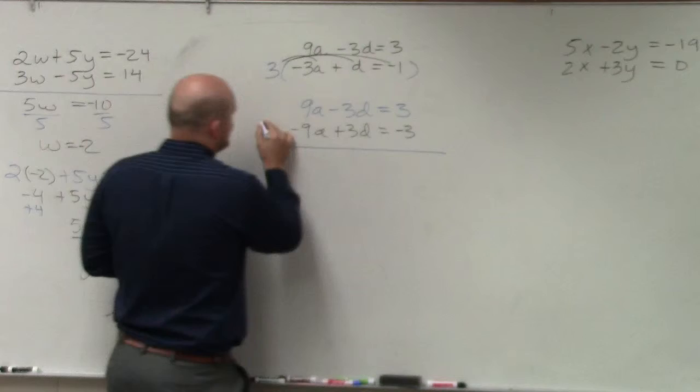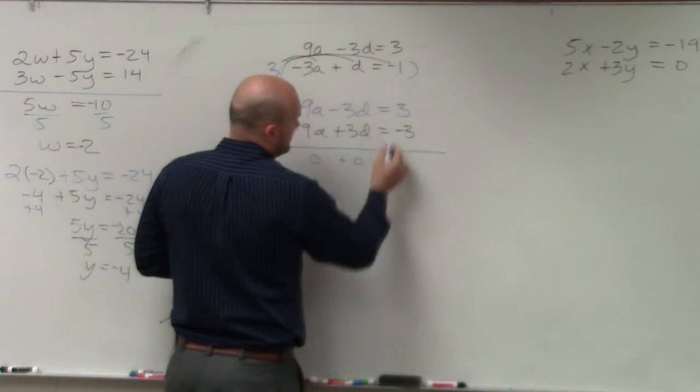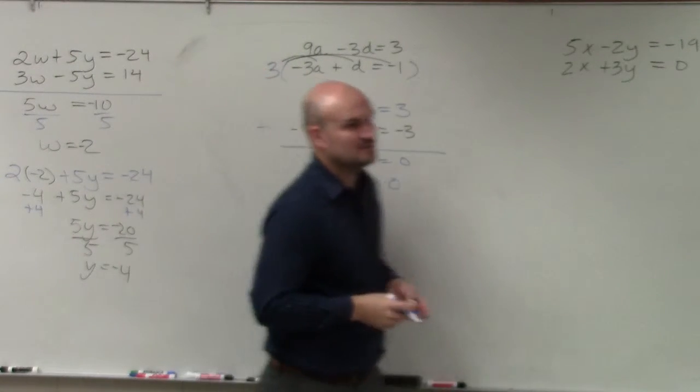So now we add the two equations. And this goes to 0. This goes to 0. And that goes to 0. So now we have an equation where 0 equals 0.